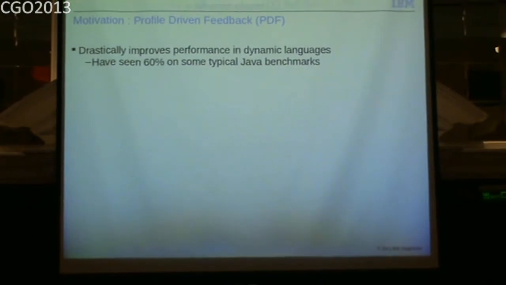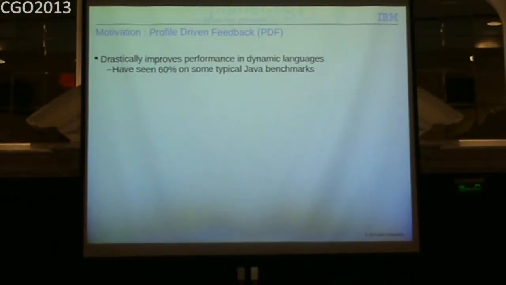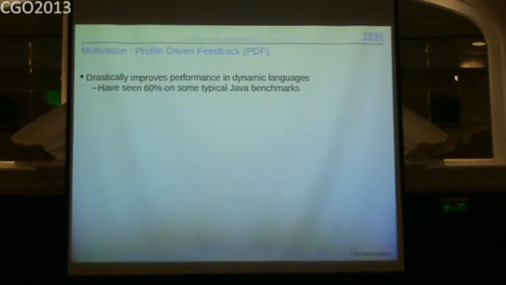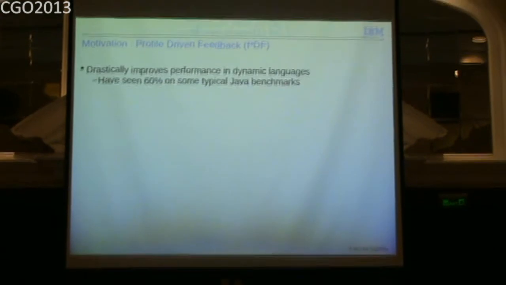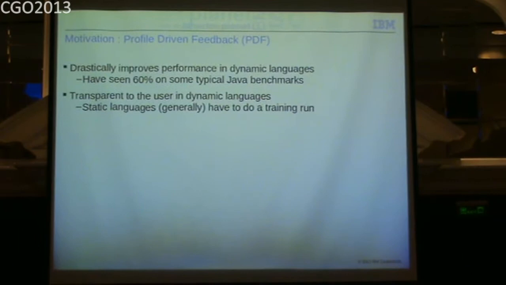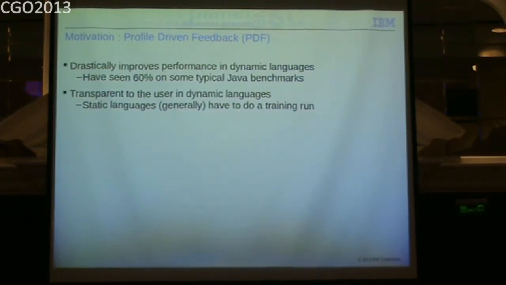So to motivate, I'm first going to talk about profile-driven feedback. Profile-driven feedback is a method of driving optimization by using profiling information. And we have found that it can improve performance in dynamic languages by up to nearly 60%. And the great thing about profile-driven feedback in dynamic languages is that it can be transparent to the user. So the runtime can automatically instrument and generate profiling information and optimize without the user having to do a training run.